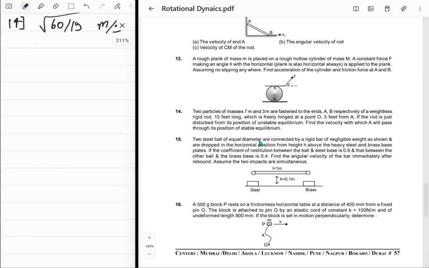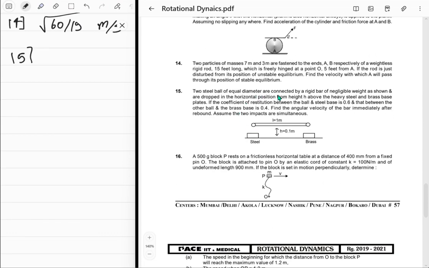Let's go to 15. Two steel balls of equal diameter are connected by a rigid bar of negligible weight as shown and are dropped in the horizontal position from height h above the heavy steel and brass base plates. Two steel balls of equal diameter connected by a rigid bar of negligible weight drop down. We want to find the angular velocity of the bar immediately after rebound.